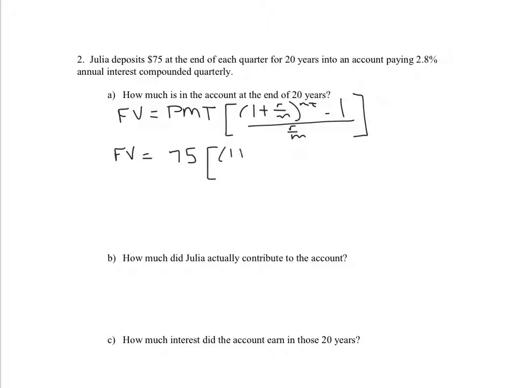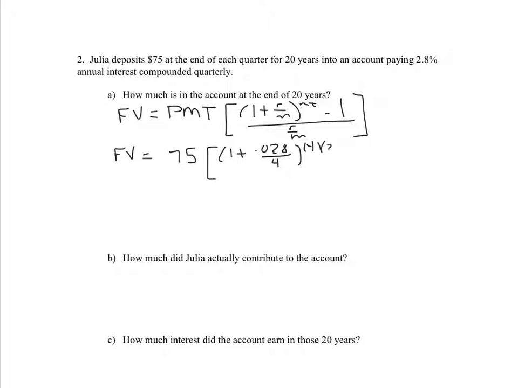What I know about the interest rate is that it's 2.8% compounded quarterly. So remember, change it to decimal form. That's 0.028 divided by, if it's quarterly, that means it's compounded 4 times in a year. Raised to the M is 4, and we want to know how much will be there in 20 years.